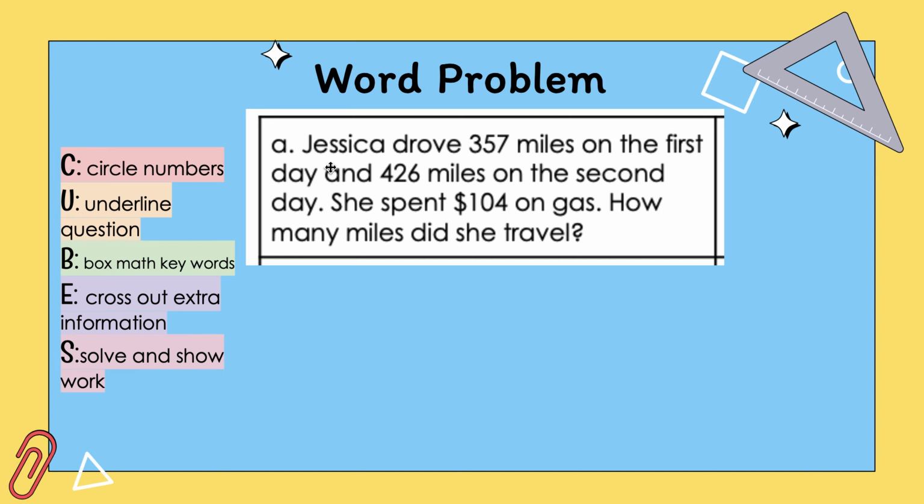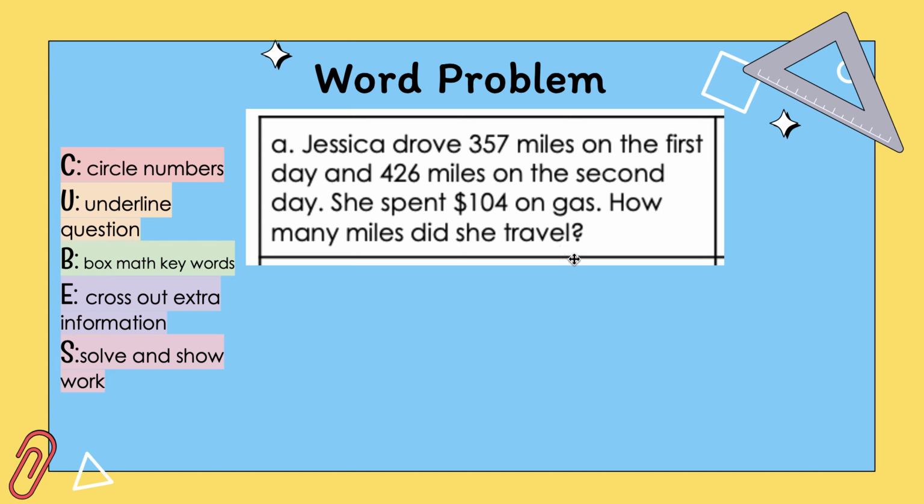This word problem is: Jessica drove 357 miles on the first day and 426 miles on the second day. She spent $104 on gas. How many miles did she travel? The question is asking how many miles did she travel, so that would get underlined.